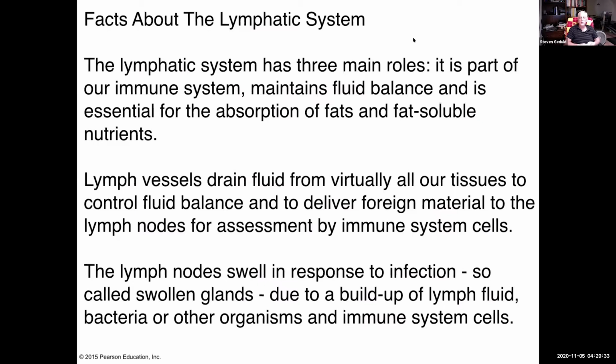So the lymph nodes swell in response to infection. That's why if you have those swellings underneath the sides of your chin, that's your cervical lymph nodes. When they get infected, they swell up. Okay. They're called swollen glands due to a buildup of lymphatic fluid, bacteria, other organisms, and your immune system cells. So it builds up in there and it causes the lymph nodes to swell.